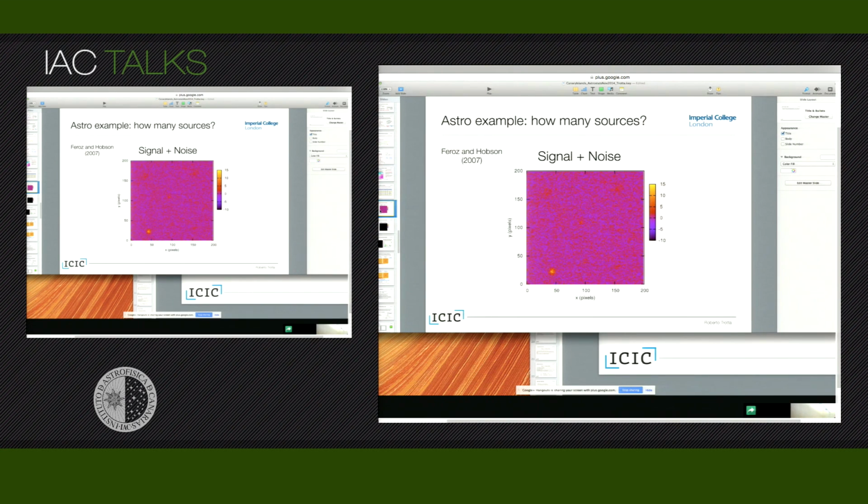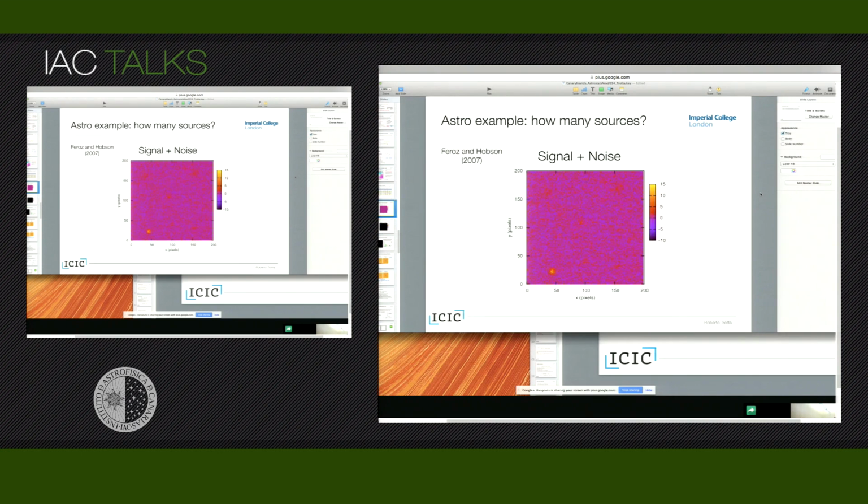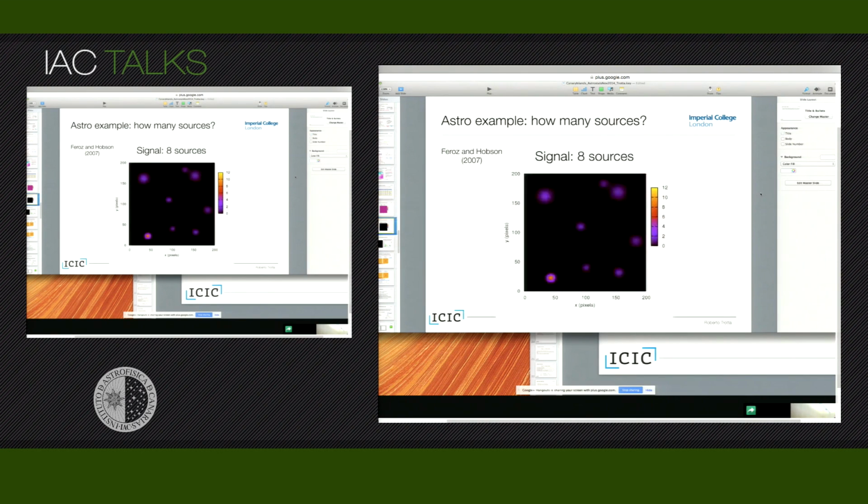There's clearly a number of point sources here, and the question is how many there are. These are simulated data, so we can take away the noise and look at the signal, and this is what the signal looks like. You can see from this picture that there are 8 sources here, but of course when you add instrumental noise, it's not so clear, and you kind of see where they are, but not really.